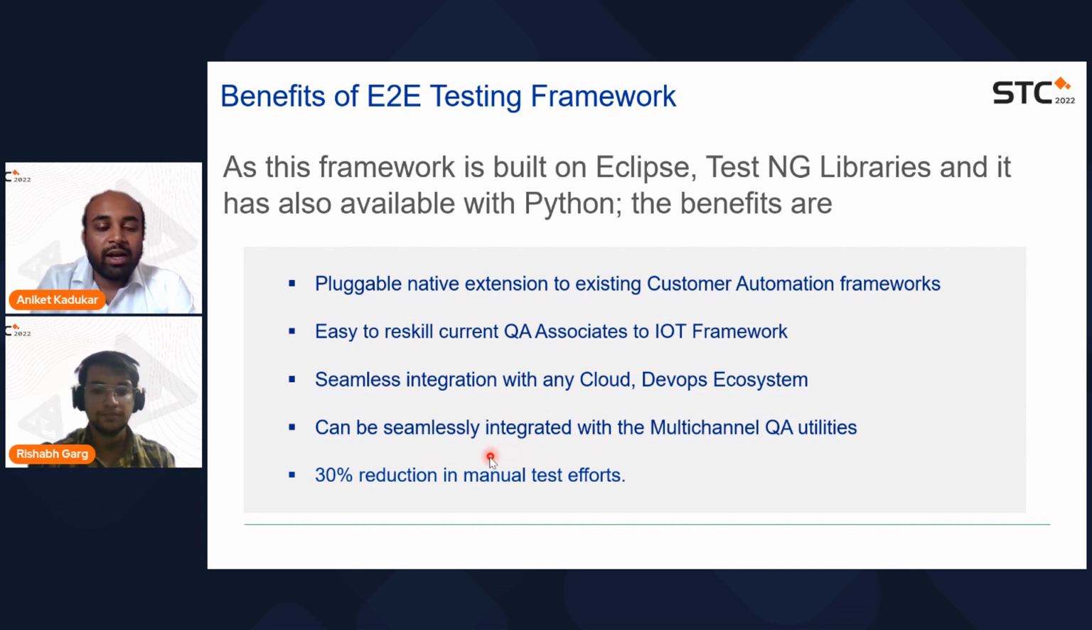Also, we have tried and tested this whole end-to-end automation testing framework for IoT with many of our customers, and we have found that we have reduced almost 30% of manual effort in IoT testing. This is how this end-to-end automation testing framework works. I will hand it over to Rishabh. He will show the demo of how this end-to-end automation testing framework works.